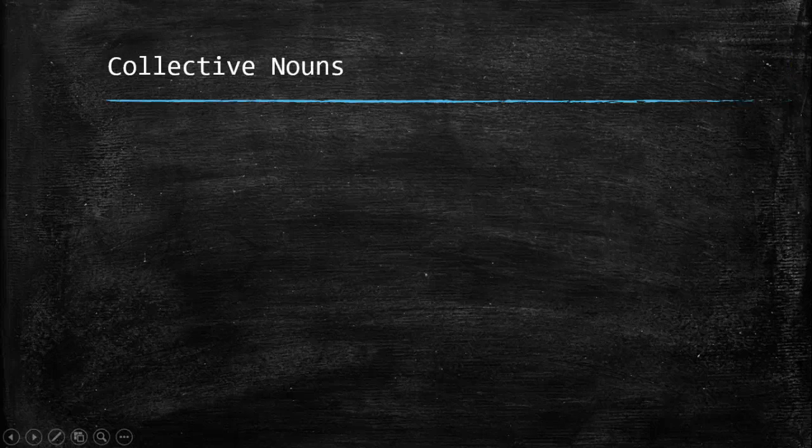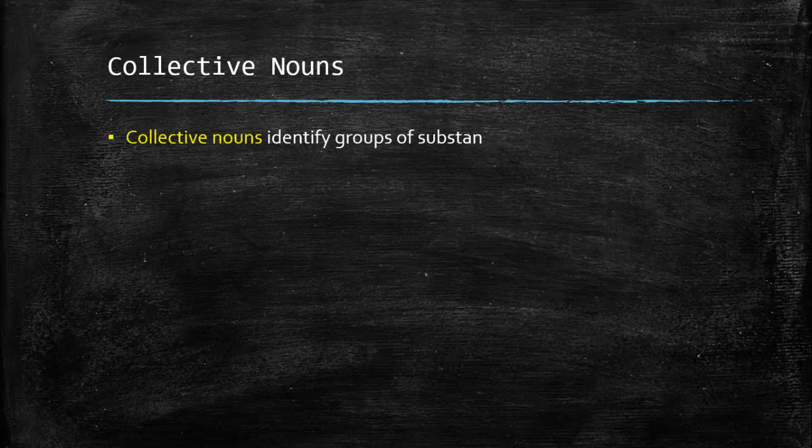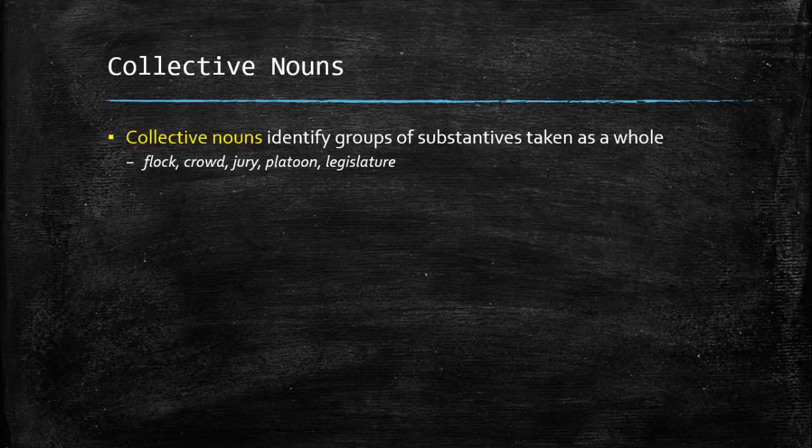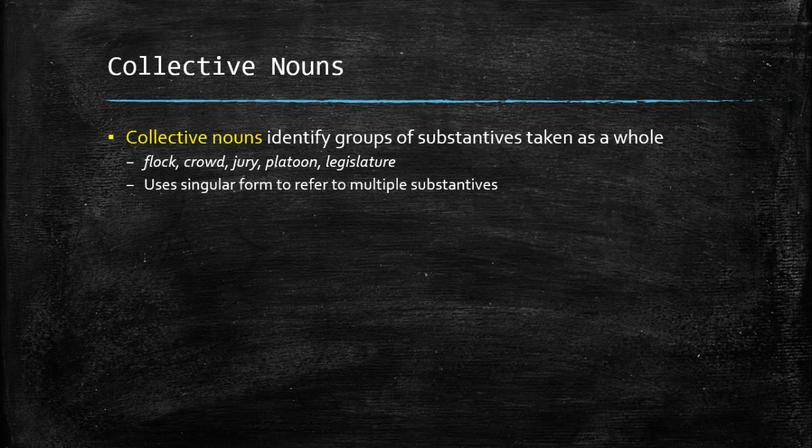Next up, we come to collective nouns. Collective nouns identify groups of substantives which are taken as a whole. This is a really unique type of noun in our language. Words like flock, crowd, jury, platoon, legislature. These are words which all use the singular form to refer to multiple substantives.